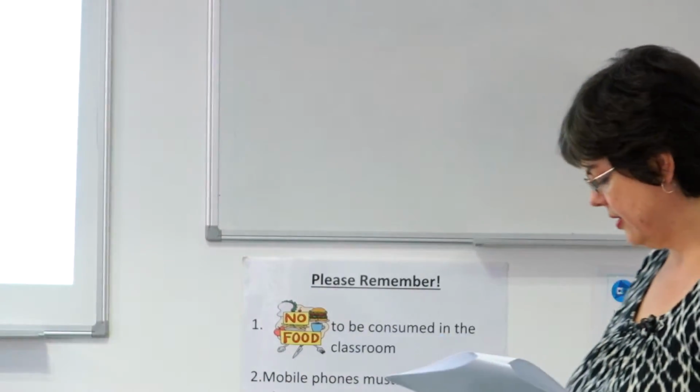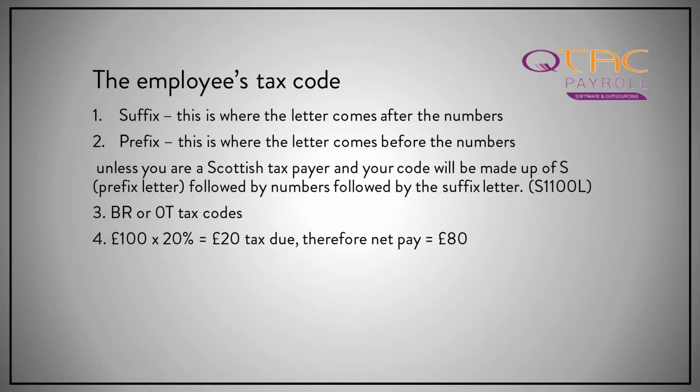So let's go a little bit more in depth with tax codes and the differences. There are two different ways a tax code can present itself. You have a suffix where the letter comes after the numbers, and that's usually the most common way that you would have a tax code present itself. A prefix is where the letter comes before the numbers, and I'll go into that in a bit more detail. Unless you're a Scottish taxpayer and this has been changed for this year, and you now have an S at the beginning of the tax code followed by a letter at the end of the tax code.